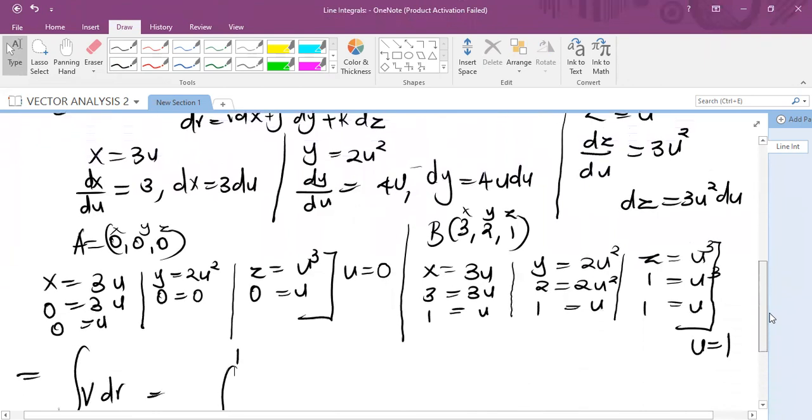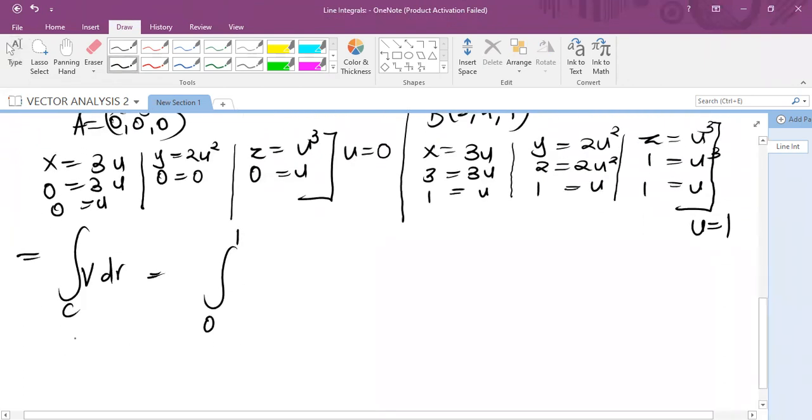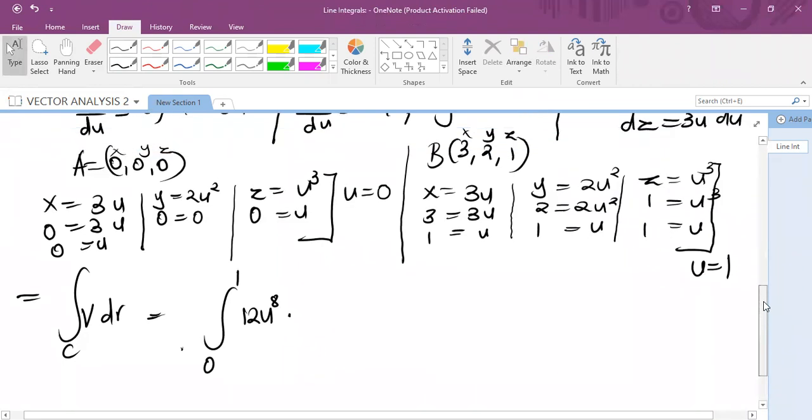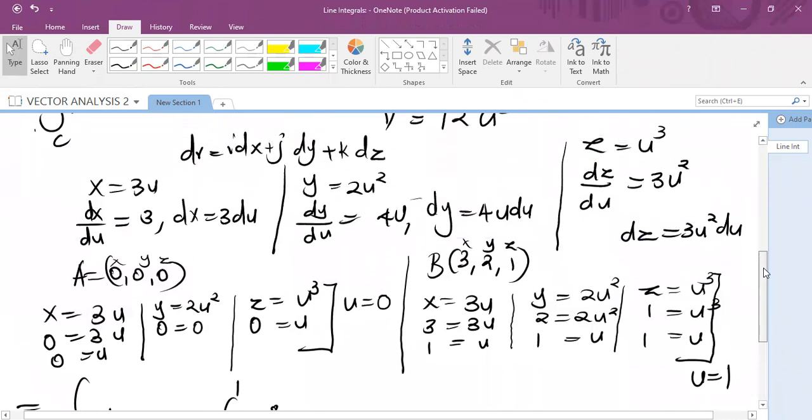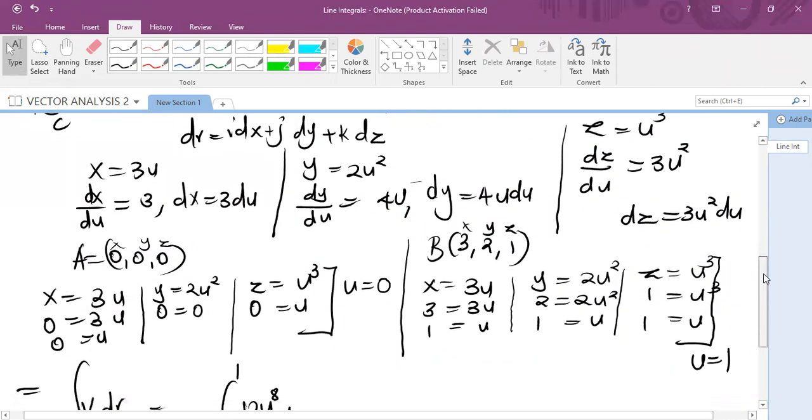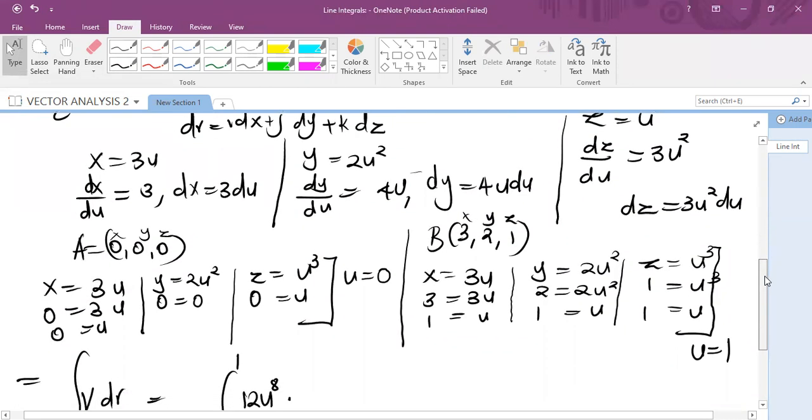We found that our v is 12u raised to power 8. So our v is 12u raised to power 8 multiplied by dr. What is our dr? Now let's come here and write our dr in terms of u again. dr is i dx plus j dy. So I want to express that our dr is i dx.